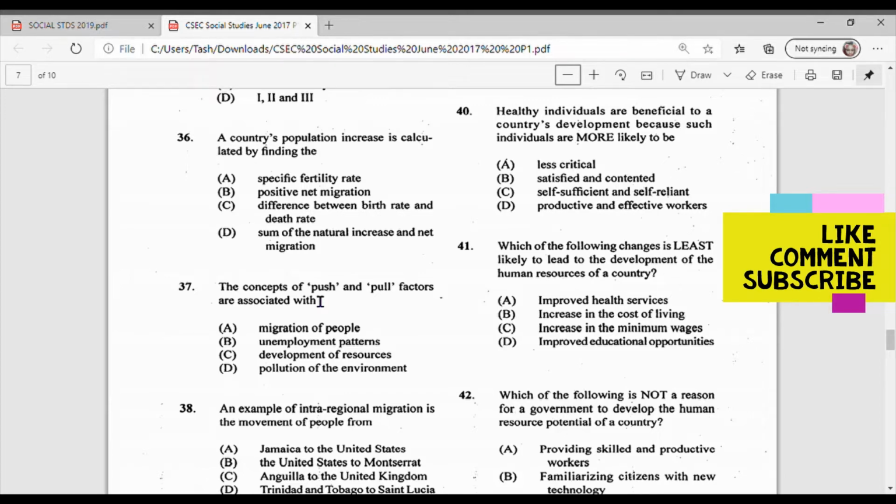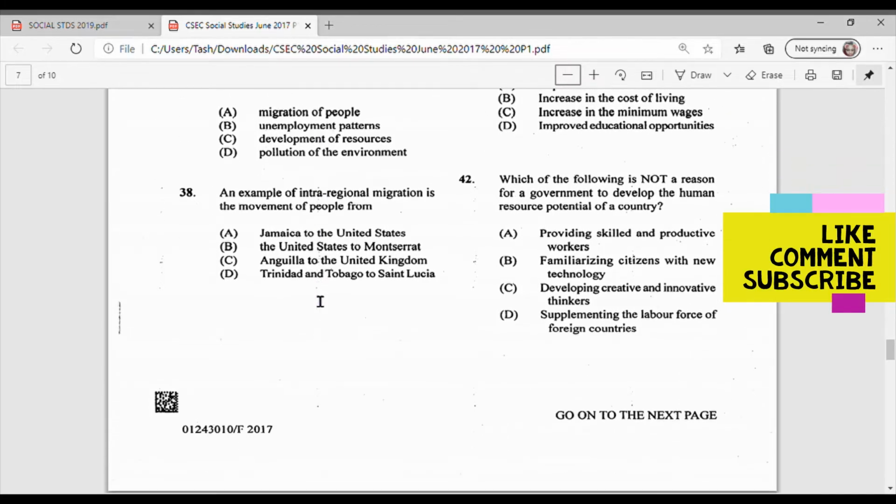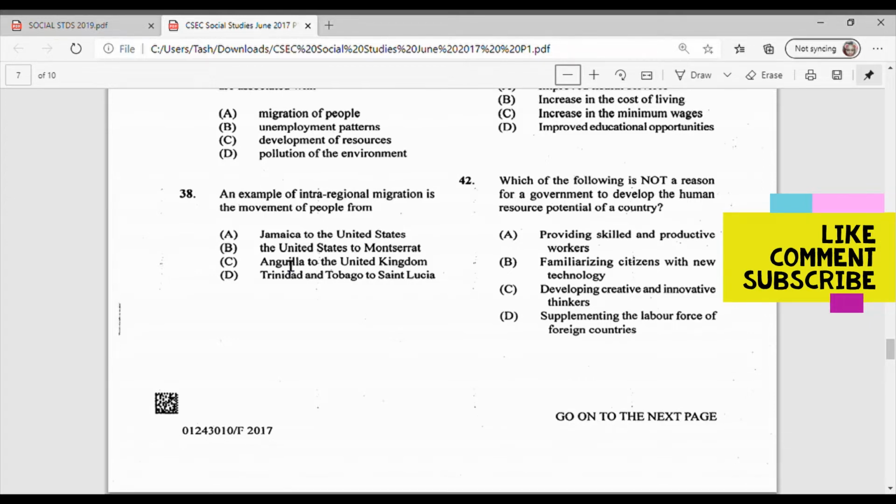38. An example of intra-regional migration is, so intra-regional means within your particular region. So the Caribbean itself would have been seen as a region. Options are Jamaica to the United States, that would have been international migration. United States to Montserrat, international, just the same. Anguilla to the UK, international, just the same. Trinidad and Tobago to St. Lucia, that is within the Caribbean. So your answer for number 38 would have been letter D.